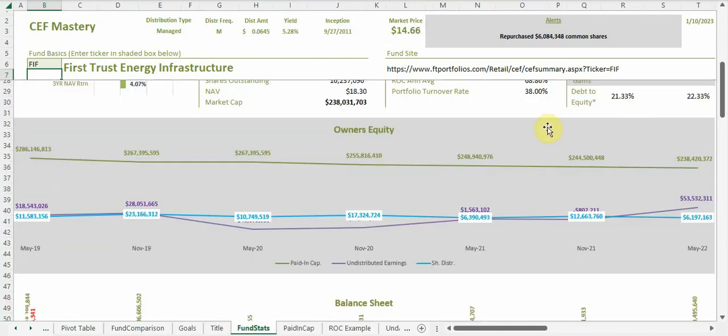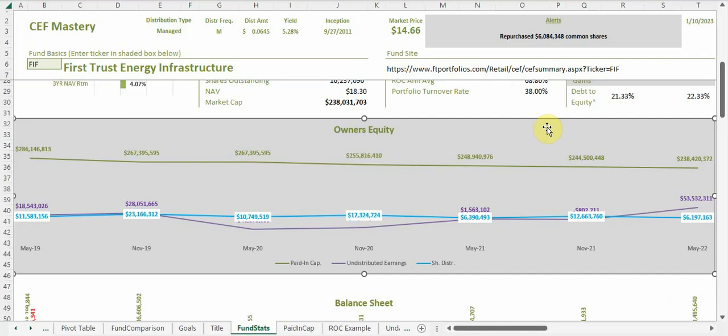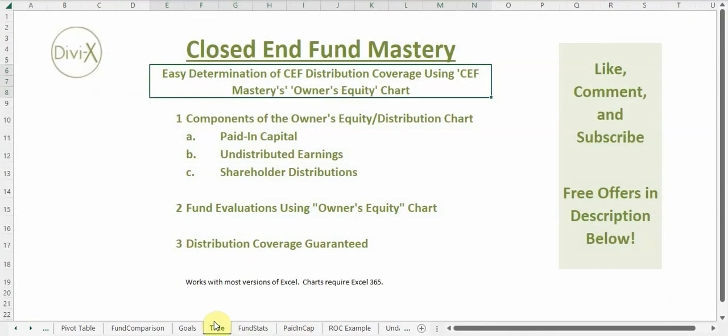In this video, we're going to focus our attention on the owner's equity / shareholder distribution chart and its different components. We're going to easily determine if a closed-end fund's distribution coverage is met using Closed-End Fund Mastery's owner's equity chart. We are going to break down the components of the owner's equity distribution chart by looking at what makes up a fund's paid-in capital, its undistributed earnings, and its shareholder distributions. Then we're going to look at some real-life fund evaluations using the owner's equity chart. And finally, I will be showing you a guaranteed way to determine if a fund is covering its distribution for the current period.